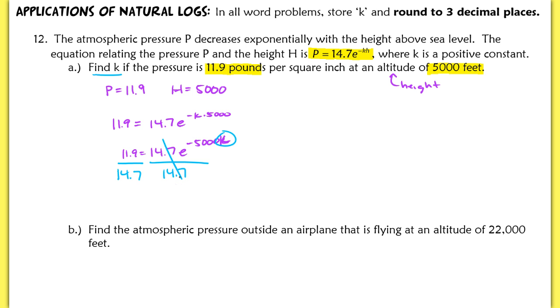This will cancel on the right-hand side, leaving me with 11.9 over 14.7 equaling e to the negative 5,000k. Now at this point we have an exponential equation where we do not have the same base on both sides, so I can't equate exponents here. So what I do when I get stuck is switch forms. So I'm going to try to turn this into a natural logarithm.